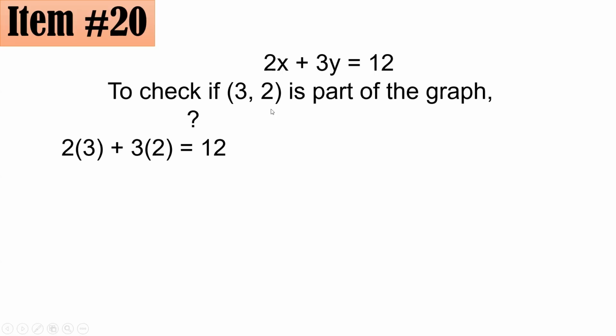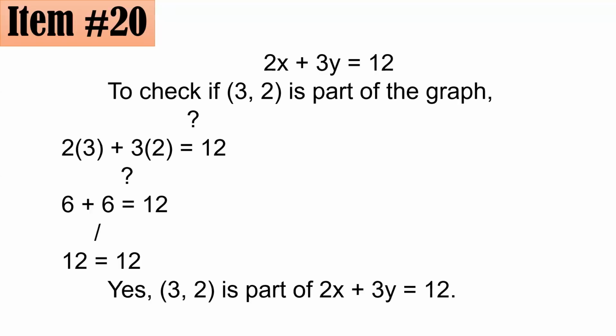So by substitution, 2 times 3 plus 3 times 2. Is it really equal to 12? So 2 times 3 is 6 plus 3 times 2, which is 6. And you could see that the left side and right side are both equal to 12. Hence, since (3, 2) satisfies the equation, we could say that yes, (3, 2) is part of the graph of 2x plus 3y equals 12. Letter A.